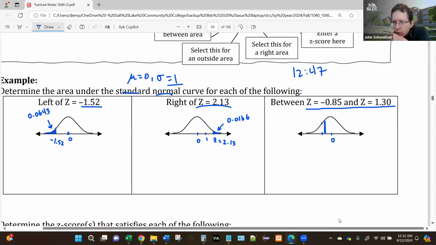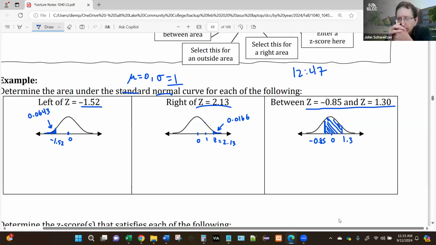If we go out to the right, one standard deviation takes us to the inflection point, about right there. So 1.3 would be just a little bit to the right of that. By using those inflection points, I can give myself a pretty good idea of what the final answer is going to be. It gives me a sense check, and helps me make sure I'm thinking about this the right way. So there's 1.3, and there's negative 0.85.